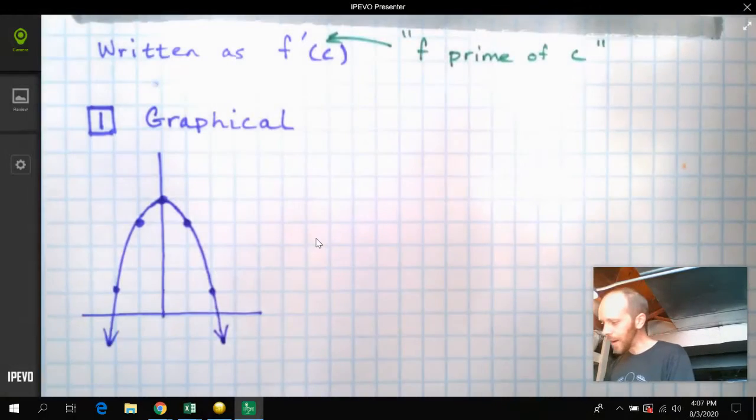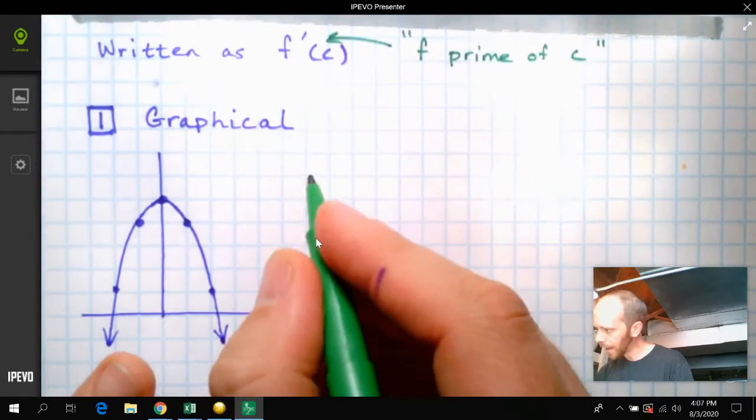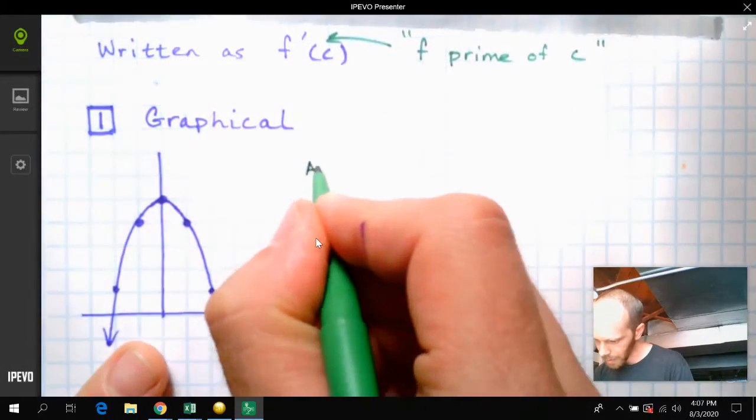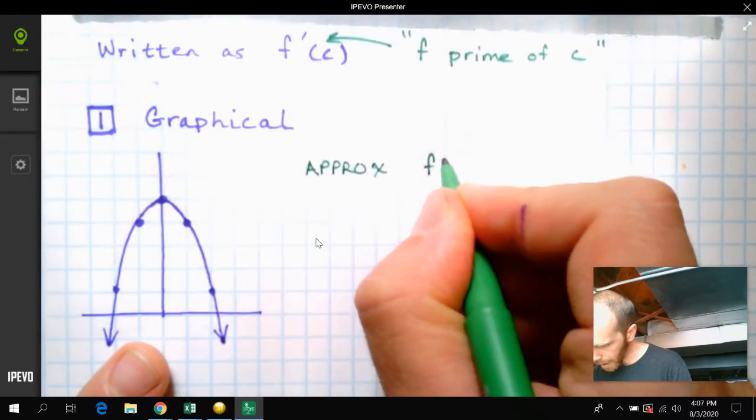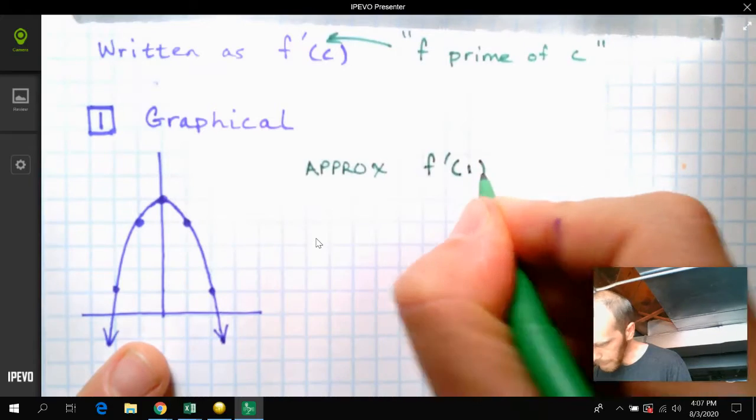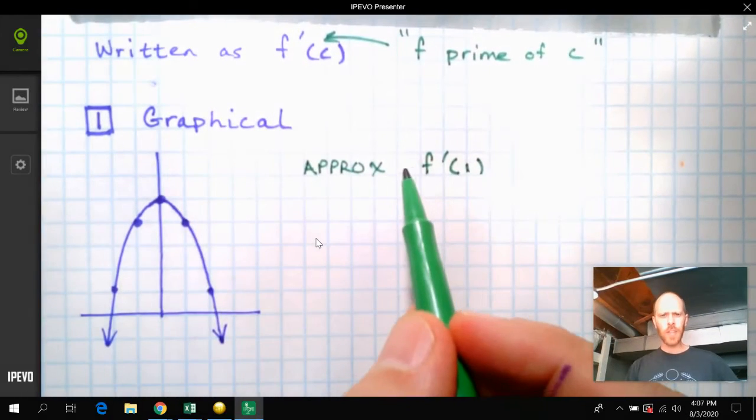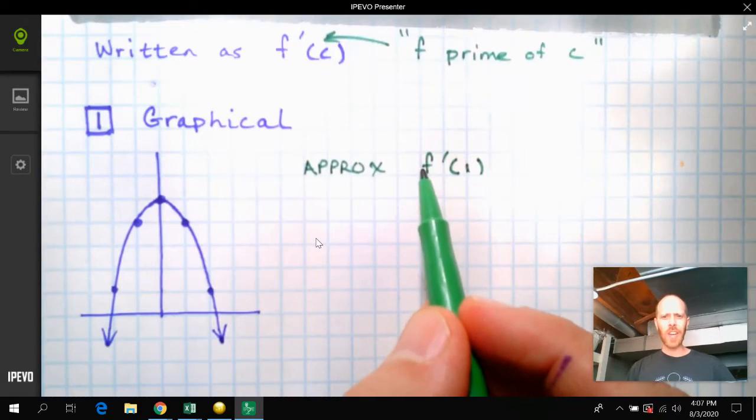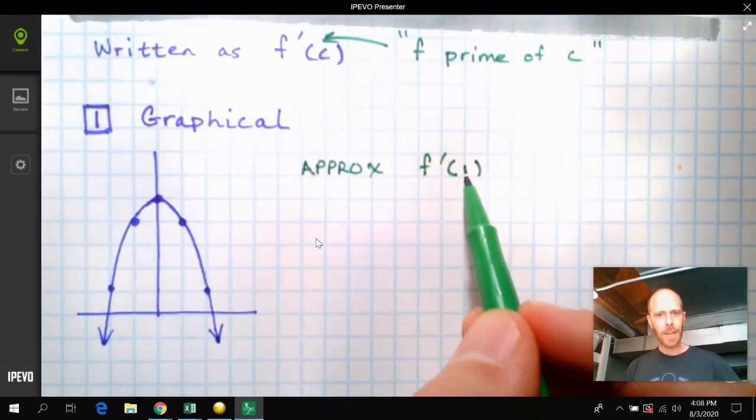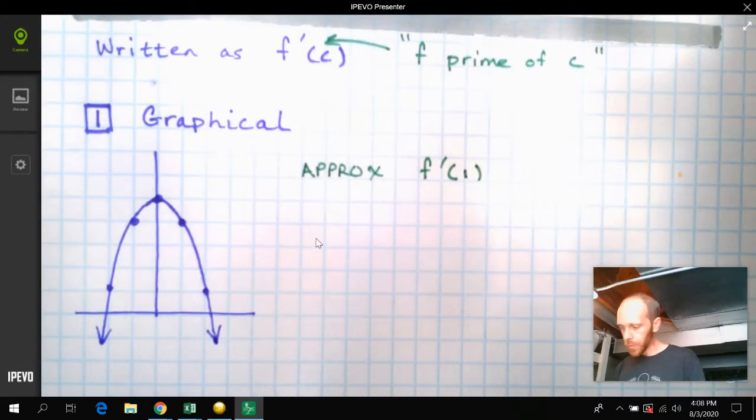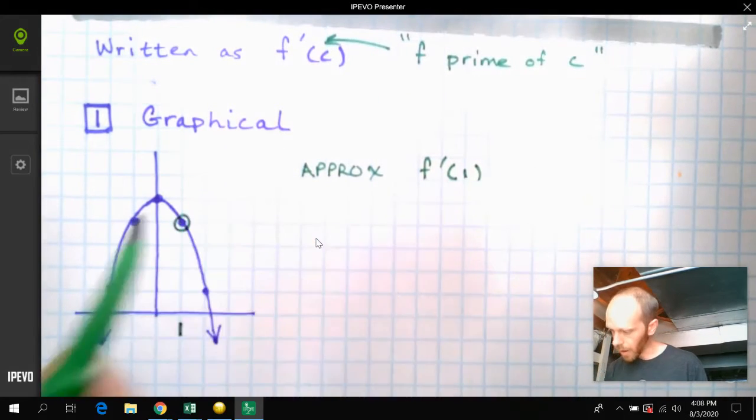I want to calculate this right here. I want to approximate, so this says state the instantaneous rate of change of this function f at time 1, or when x is equal to 1. So first we would identify where x is 1. That would be right here.